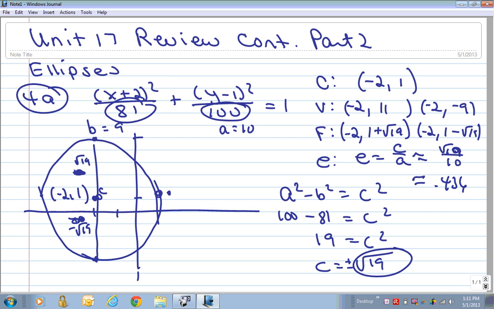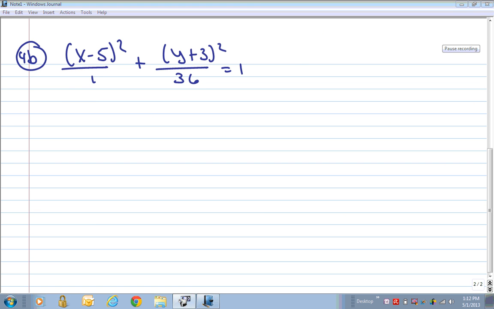All right, let's take a look at 4B. With 4B, same thing. We want to know the center. We want to know the vertices. We want to know the foci. And we want to know the eccentricity. And again, eccentricity is C over A. And we'll approximate that in just a minute.